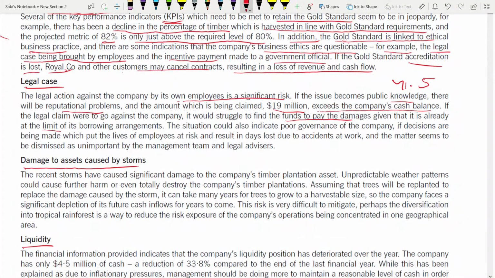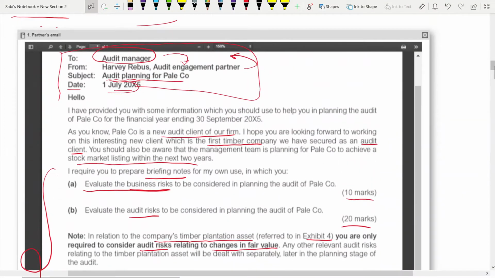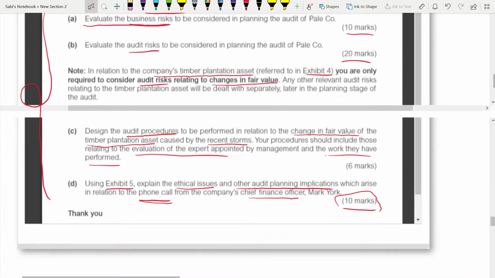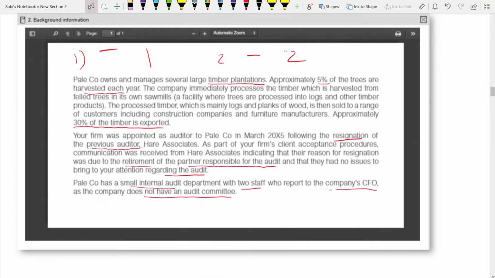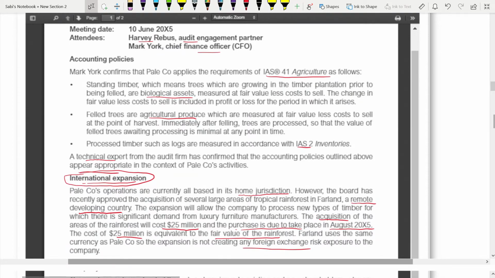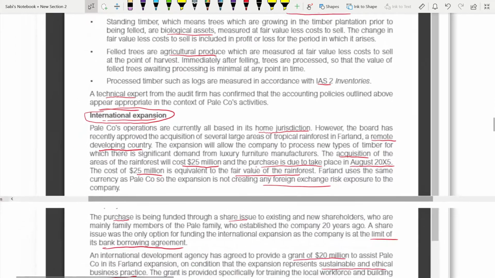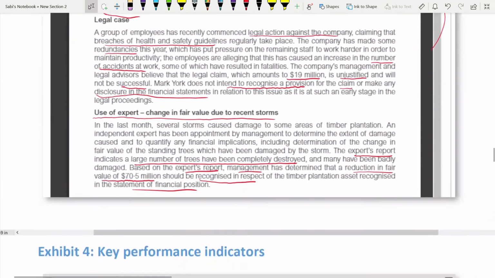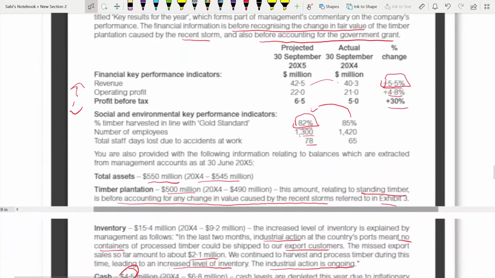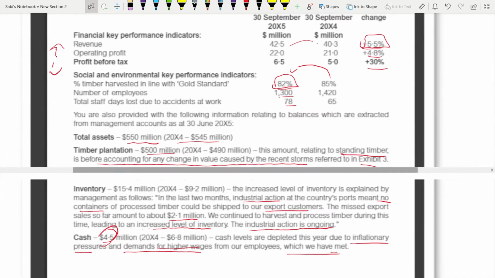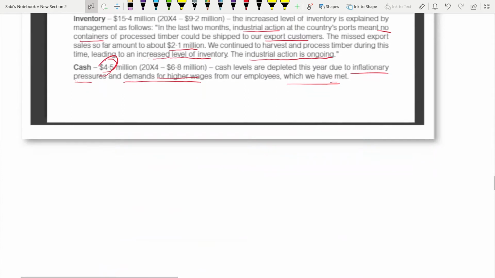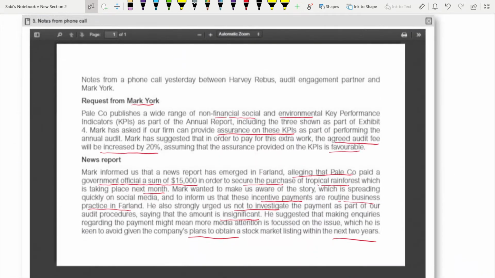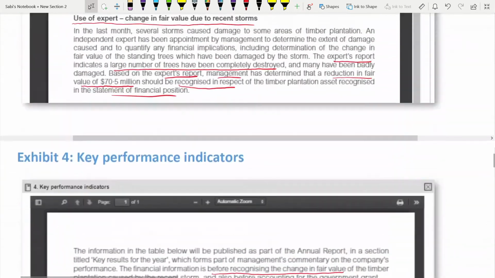Given that it is already at the limit of its borrowing arrangements, this is they're taking from another exhibit, from their exhibit 1, if I'm not mistaken. No, it's exhibit 2, background information. Okay, no, it's not. Just you see, I forgot now where I wrote. So I'm struggling now. But definitely it will be in the beginning.